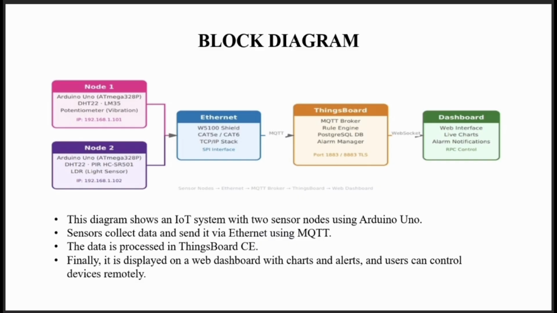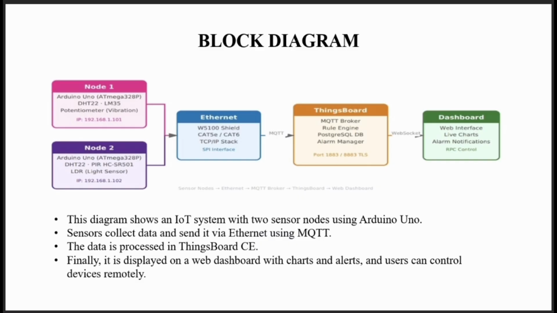Node 2 also uses Arduino Uno with sensors such as DHT22, PIR sensor for motion detection and LDR for light intensity. It has an IP address, and this node monitors motion and lighting conditions. Through the Ethernet module, both nodes send data through the Ethernet shield using CAT5 cables. It uses the TCP/IP protocol and communicates with the server via SPI interface.